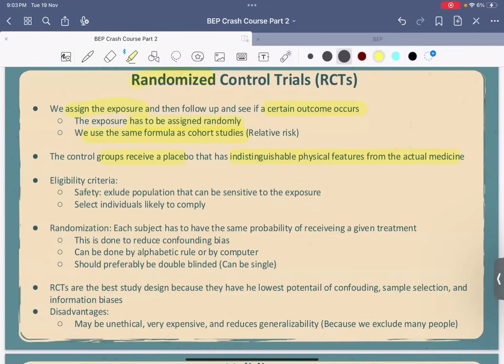And also, I have to select individuals that will likely comply with the randomized control trial. People quitting in the middle is going to hurt. That's called attrition bias, in which people quit in the middle of the study. So that weakens the study.